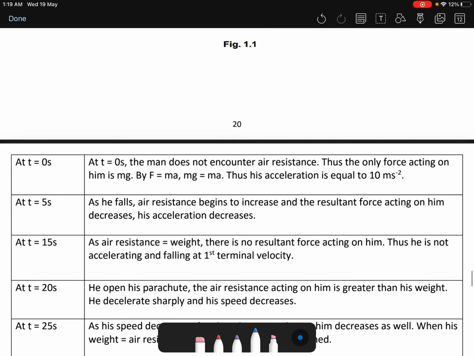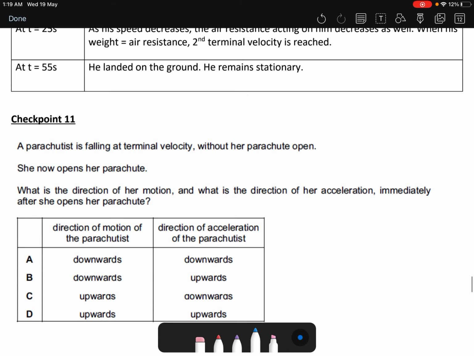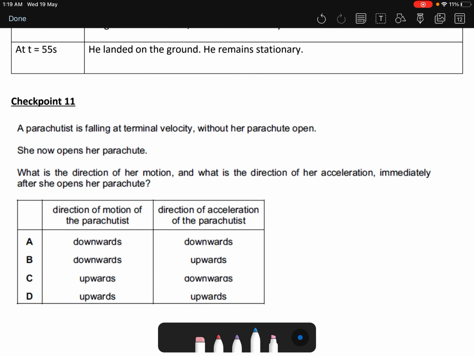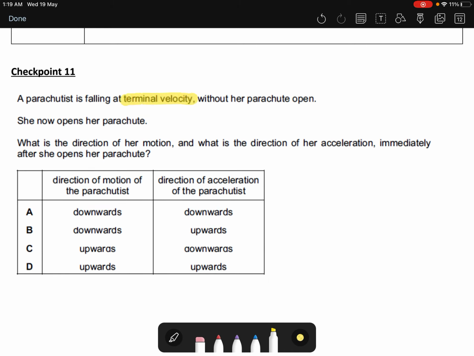So let's take a look at the schematic, the explanation for all the different parts. Alright, okay, so for checkpoint 11, a parachutist is falling at terminal velocity. Terminal velocity means acceleration is equal to 0 without her parachute open. She now opens her parachute. What is the direction of her motion? So I need to determine the direction of the motion and the direction of her acceleration immediately after she opened her parachute.